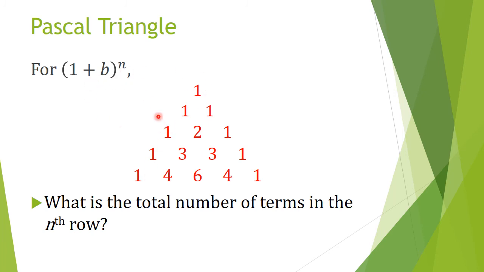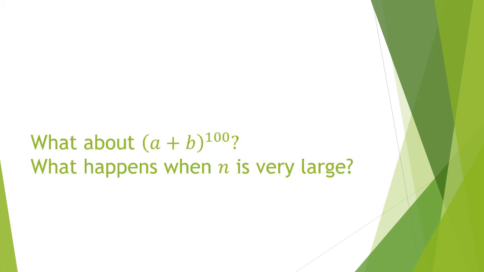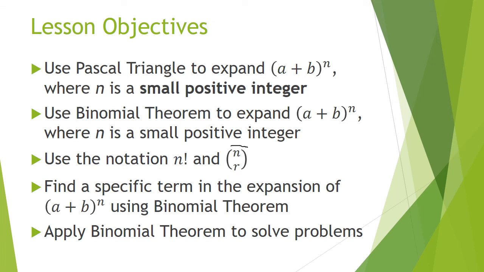So if I'm looking at 1 plus b to the power of 2, for example, then I will have 3 coefficients, which means I have 3 terms. That means when n equals 2, there are 3 terms in the expansion of 1 plus b to the power 2. So this question is not just about the number of terms in the nth row, but also about the number of terms in the expansion of 1 plus b to the power of n. Now moving on, you realize that there's this notation called n choose r over here.